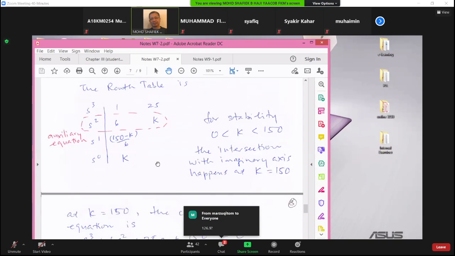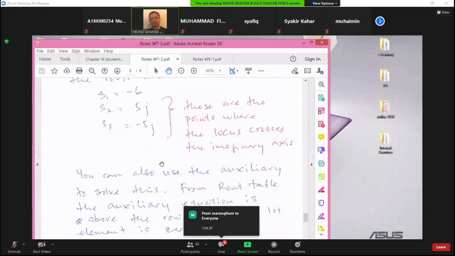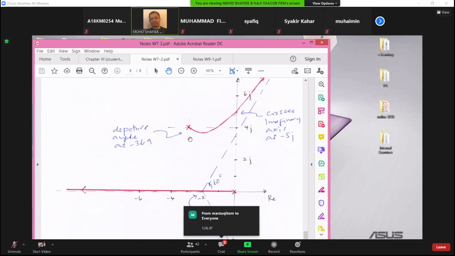Yeah, 126.9. You just draw this angle, and this is 90, right? So you need to add another angle of arc tangent of 3 divided by 4. Arc tangent of 3 divided by 4 gives you 36.9 degrees. 36.9 degrees plus 90 is 126.9.